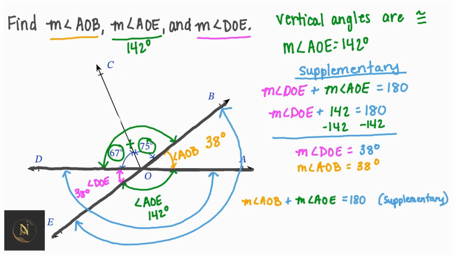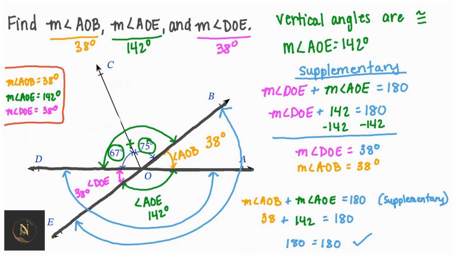Again, AOB and AOE, these angles, should add to 180 degrees because they are supplementary. So we can verify that this is true. 38 plus 142 equals 180, which means we had a true statement, so they are supplementary.